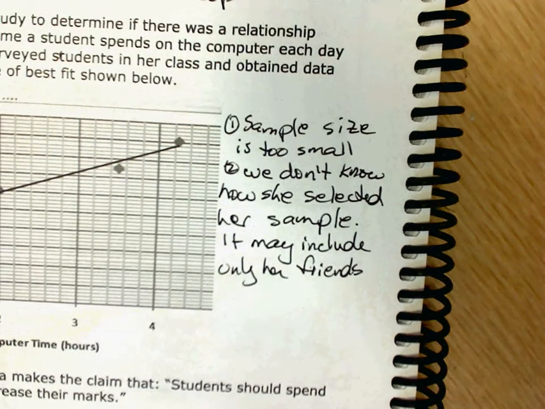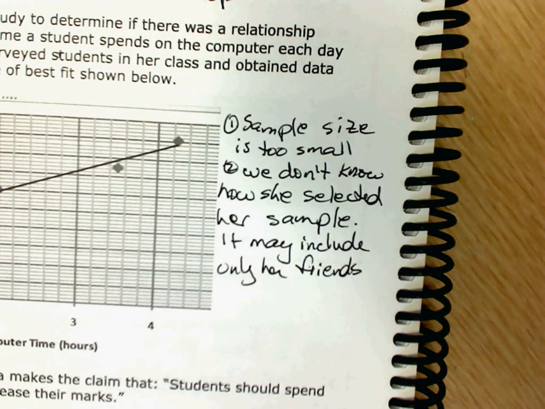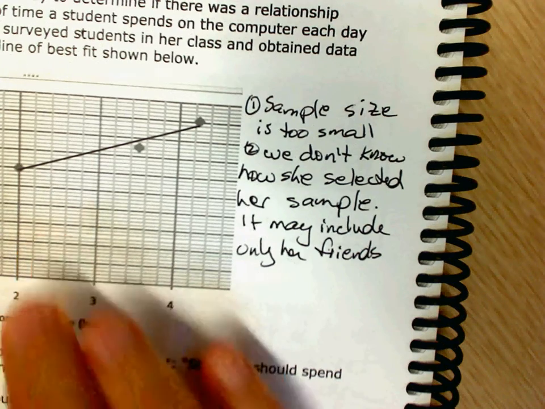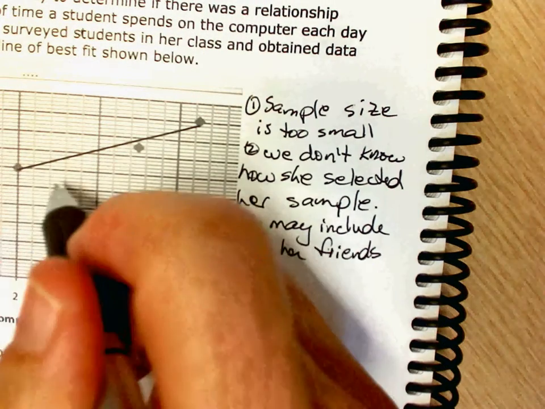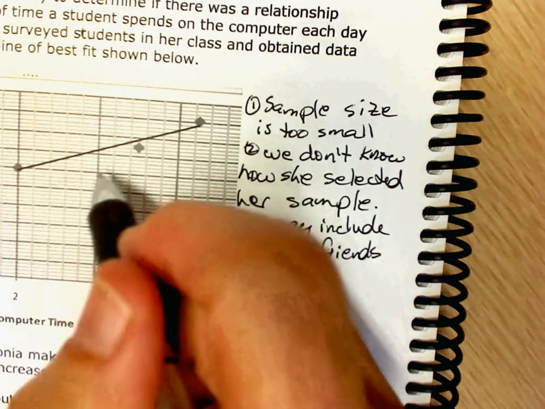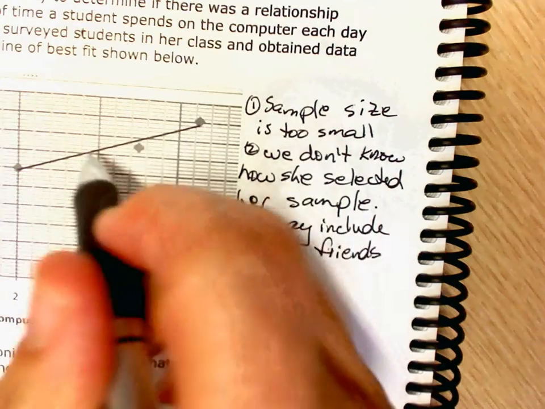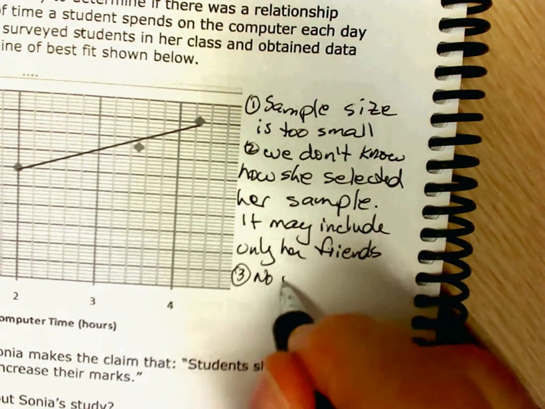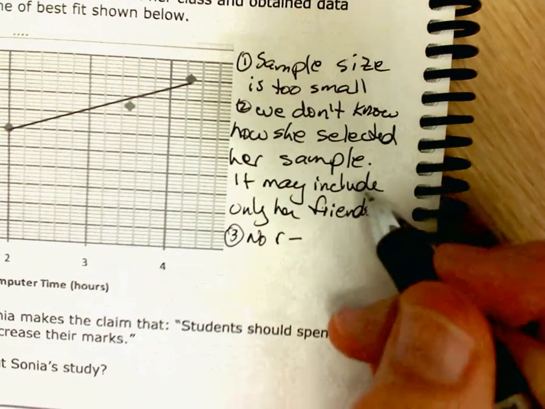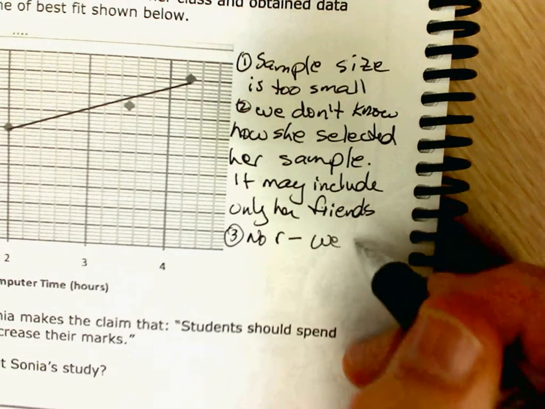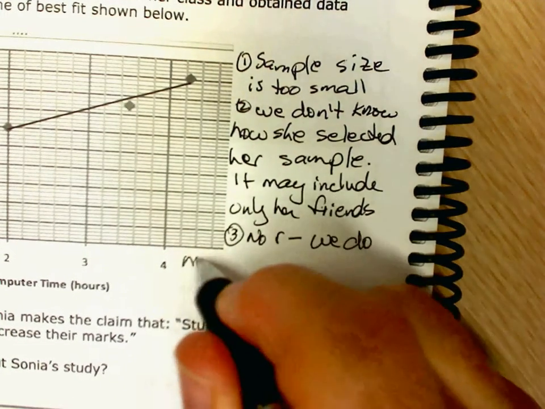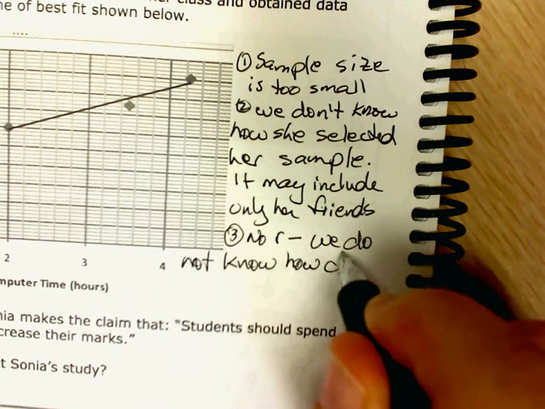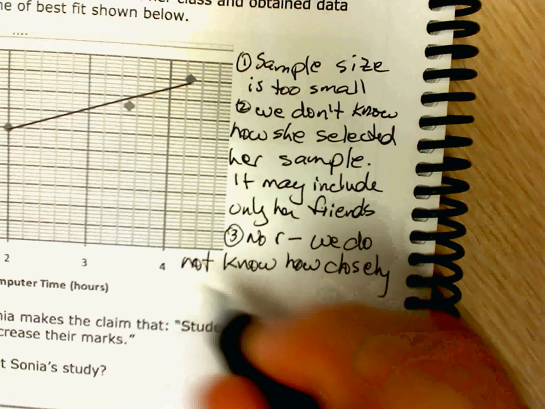Okay, the line of best fit is given without a correlation coefficient. Do we have one? And you know, just the way she drew her scale, you can make any points look like they fall on a line. So number 3, there's no R. And we do not know how closely the points fall on a line.